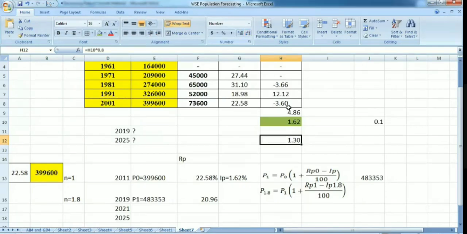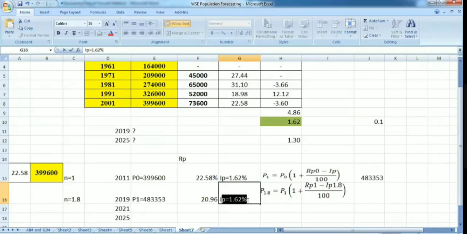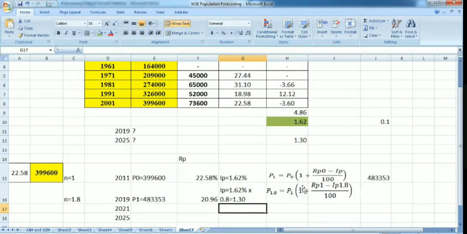You can consider it as 1.3. That means how have I calculated the IP value? I have taken 1.62, the percentage, multiplied by 0.8, and you are going to get 1.3. Am I correct there? Is there any confusion? No, sir.